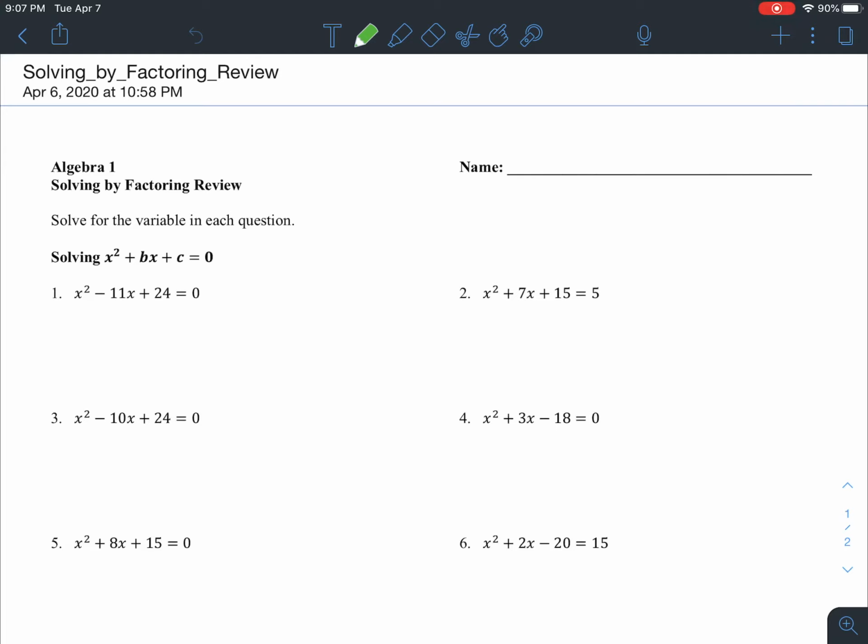We're going to be starting up our next day of review here, which you can see is solving by factoring. So this was a lesson that we had. I believe it was actually our last lesson that we had prior to spring break.